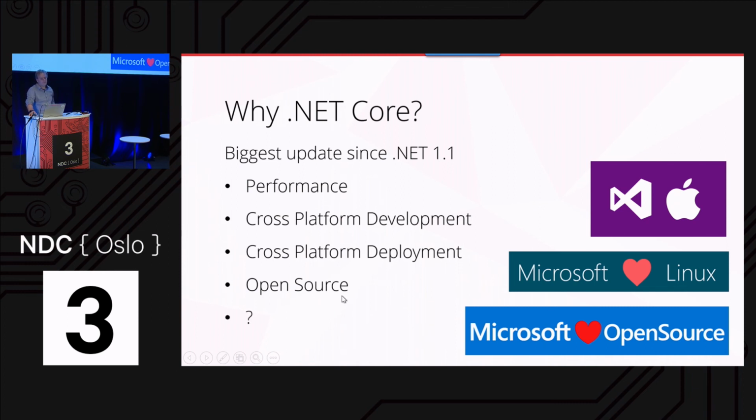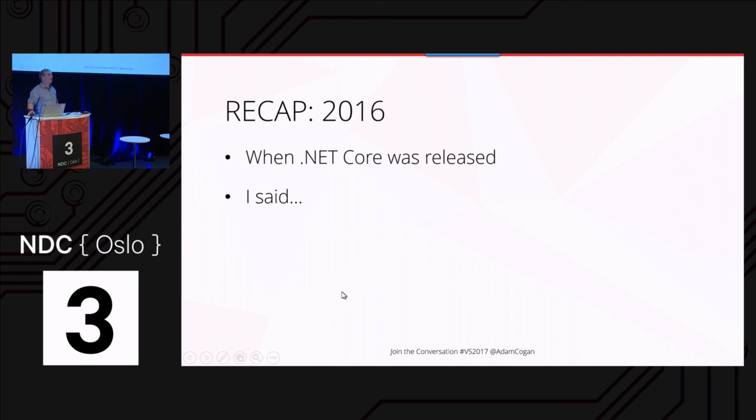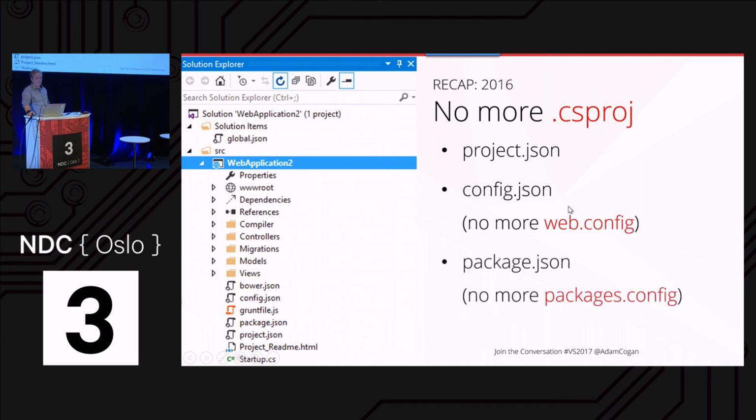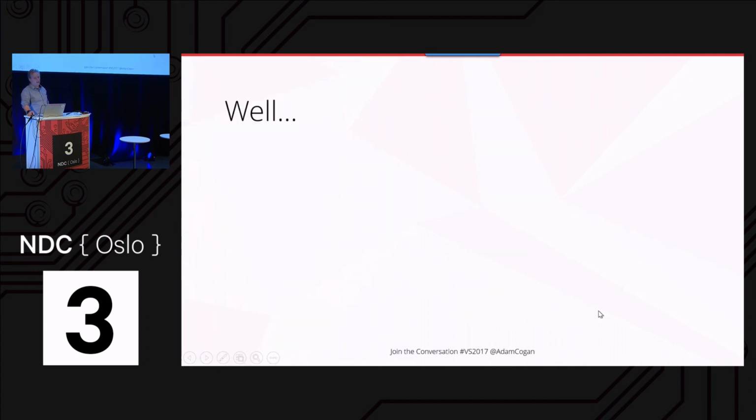All right, great. So last year, when I came here, we went through what the story was at the time. And this is kind of what I said. No more CS Proj. It's all about JSON. We don't want XML anymore. Forget about web.config. We use config.json. We're all cool now. No more packages.config. We use packages.json. All cool?